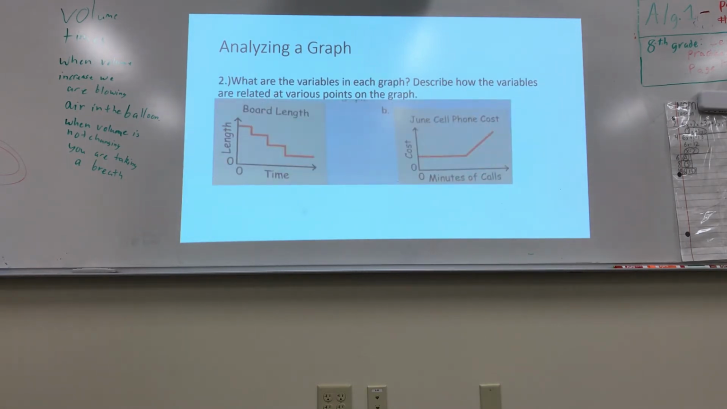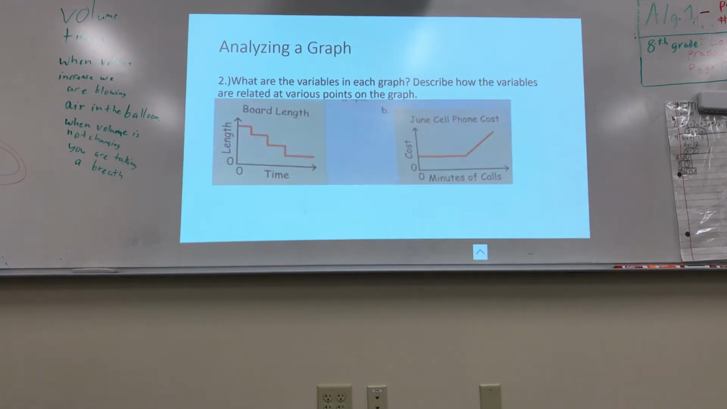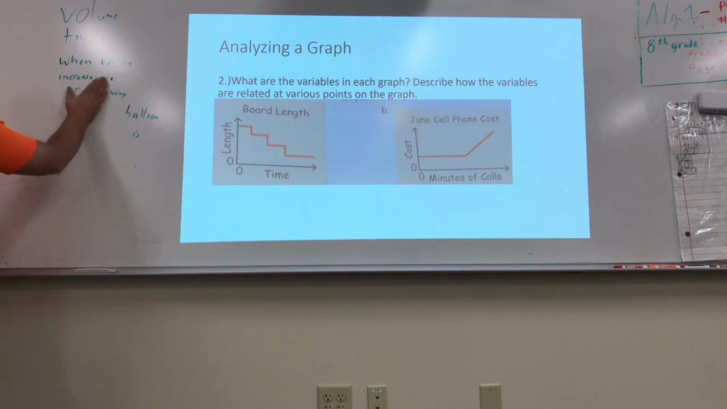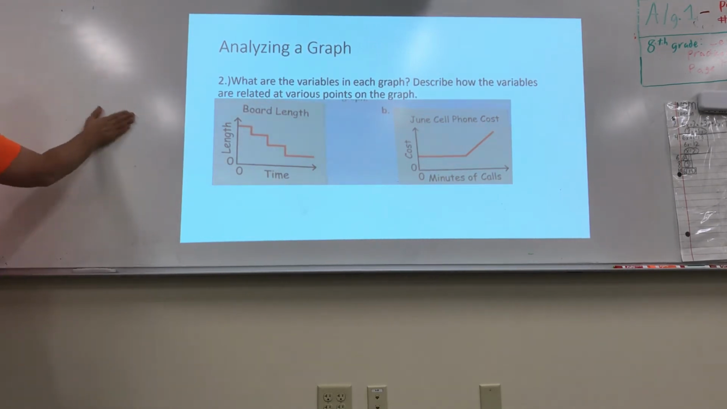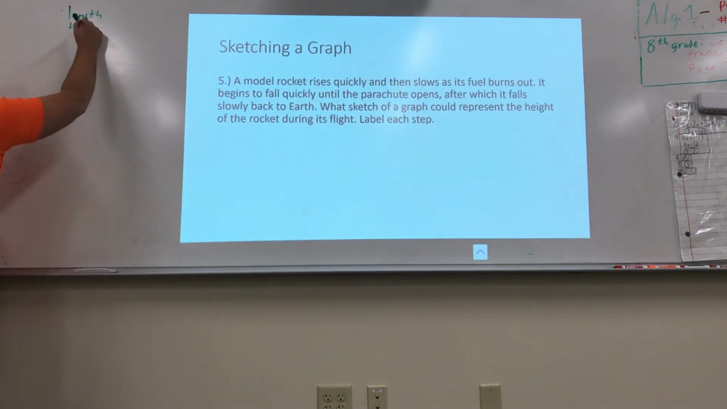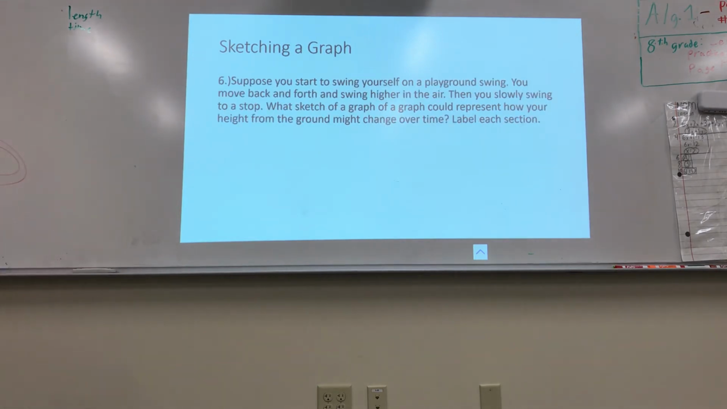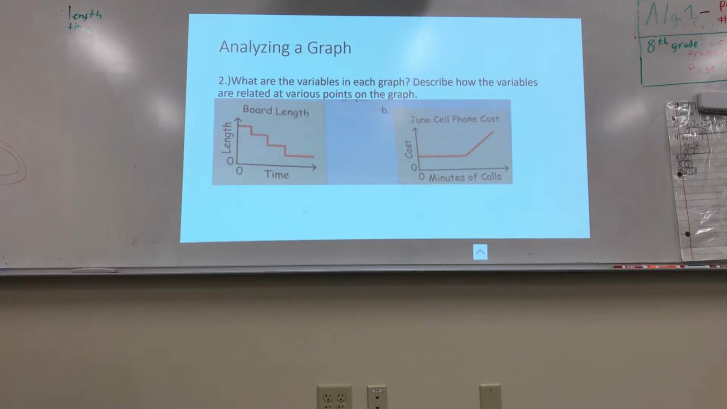Okay, what are the variables in each graph? Well, first one here, we have board lengths. So say we got this 16-foot board, and it is not changing over time, it will change. So we have length and time. Okay, those are my variables in this first one.